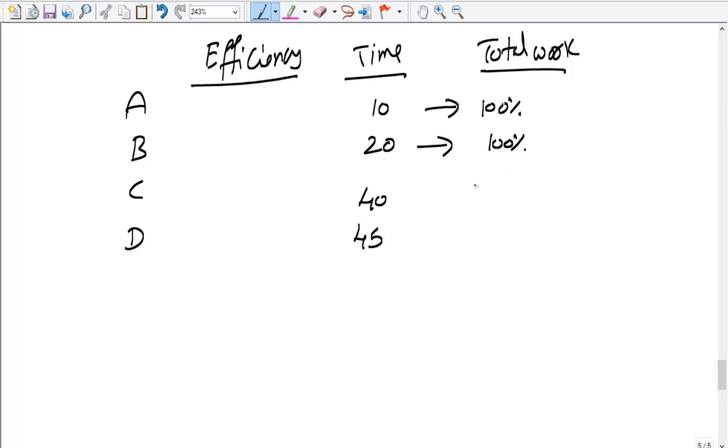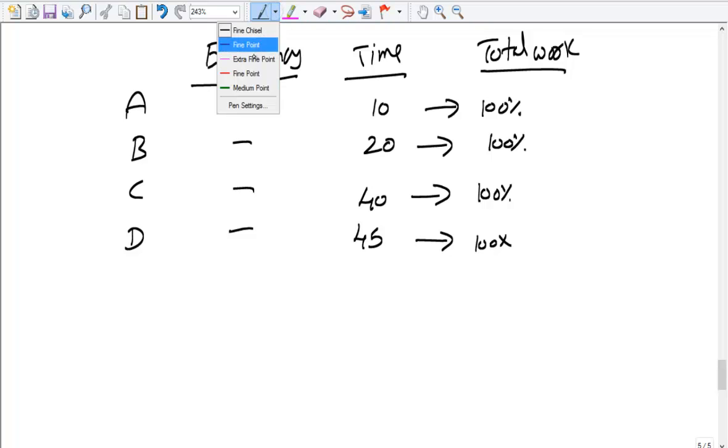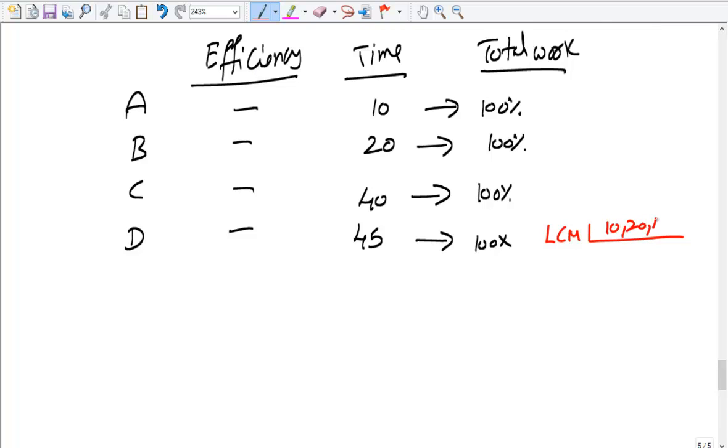Each pipe finishes exactly 100% of the work. Well, what can we do? Efficiencies are unknown. The LCM of the times is the total work in terms of units. So we need to find the LCM of 10, 20, 40, 45. That's straightforward. That is 360. So it means the total capacity of the tank is 360 units.